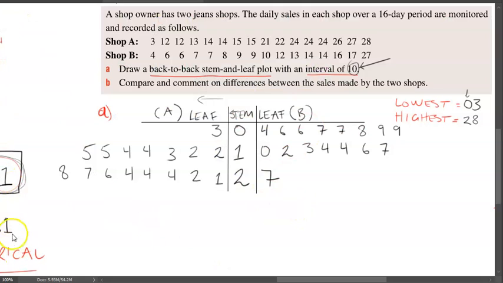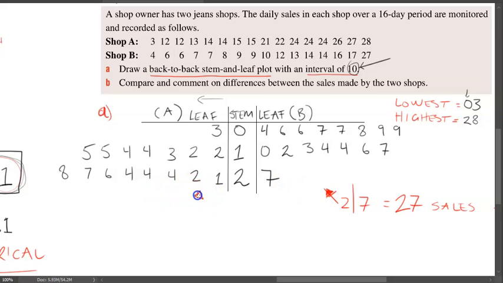Now, when it comes to writing the key, I have a little bit of a disagreement with the way that the textbook writes the key out, because they write the key just for the B shop. So we'll take a normal 2|7 is equal to 27, in this case, 27 sales. But this is making the assumption that it also applies to the other side, which isn't necessarily the case because we're reading the other side back to front.